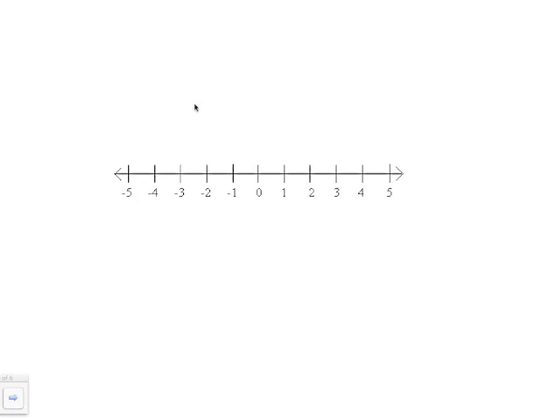So if I had something like the absolute value of 4, and that's how it's read, the absolute value of 4, right? So what we're looking at is how far from 0, how far from 0 is positive 4? And that distance is really 4, right? 4 units. So the absolute value of 4 is 4. It's really a positive value.